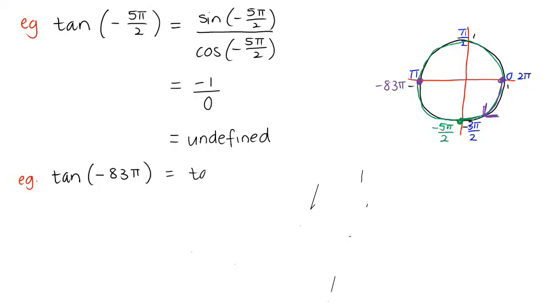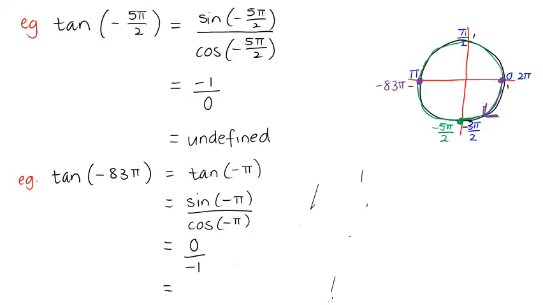So this is the same as tan of just negative pi, which is sine of that angle over cosine of that angle. What's the y value at that point, pi? What is the x value at that point? 0 divided by negative 1 is 0. Yes!